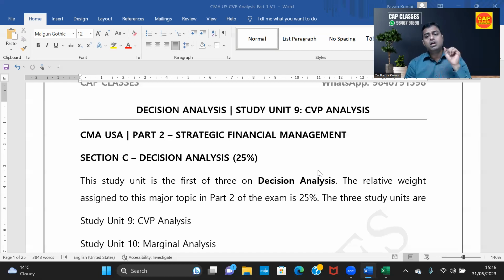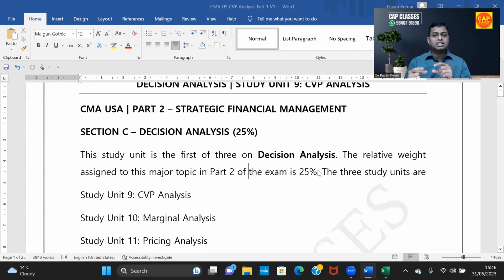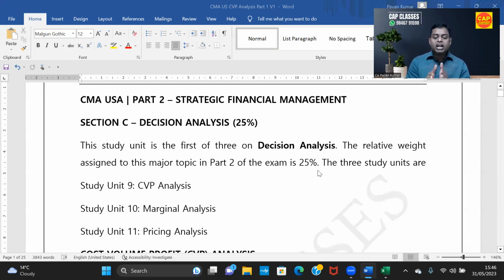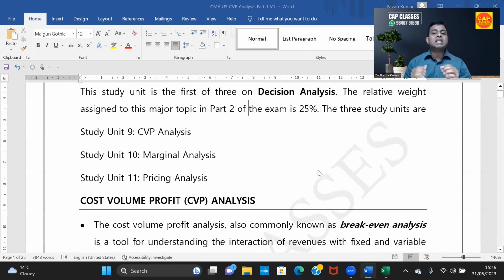This is a part of your Part 2, Strategic Financial Management. In that we have 6 sections. This is Section C, which has 25% weightage, and it is again broken down into 3 different study units. They are: one, CVP analysis, which we are going to learn today, cost volume profit analysis. Next is marginal analysis. Next is pricing analysis. So without wasting time, let us start with cost volume profit analysis.